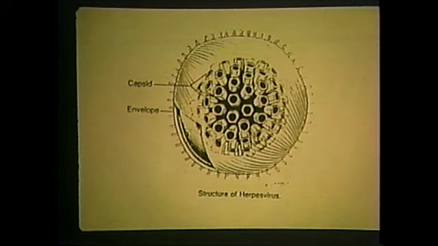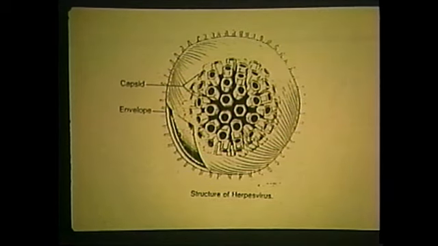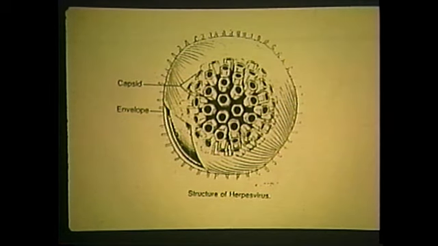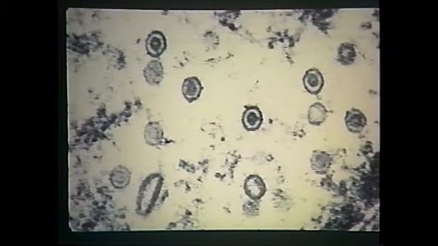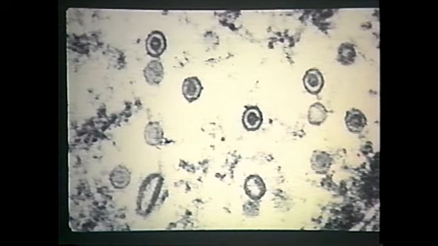This is a schematic diagram of a herpes virus. Notice that the viral capsid is surrounded by a lipoprotein envelope. The capsid contains the DNA genome. This is an electron micrograph of intranuclear herpes virus particles. Notice that these have the outer capsid and a central core. The membrane, of course, is not apparent here because the viruses have not yet budded from the nuclear or cell membrane.